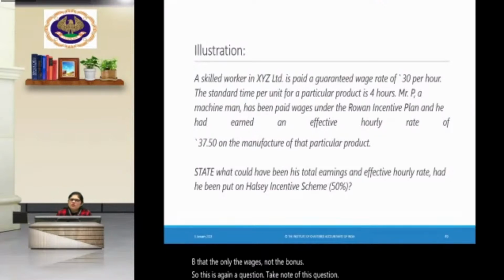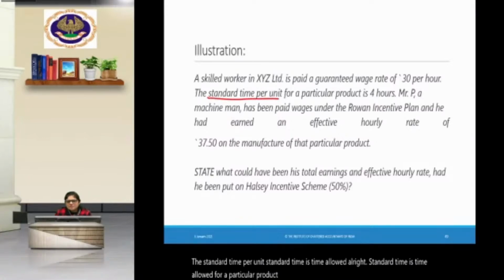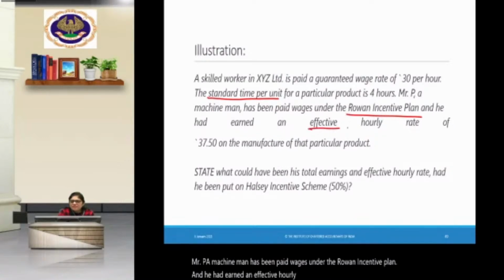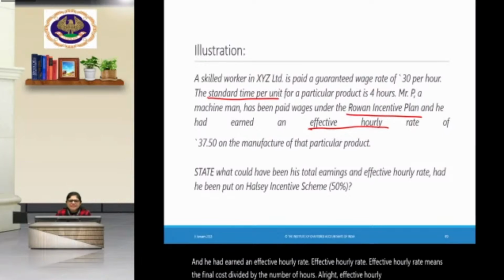A skilled worker in XYZ Limited is paid a guarantee wage rate of 30 per hour. The standard time per unit, standard time is time allowed, all right? Standard time is time allowed. For a particular product is 4 hours. Mr. P, a machine man, has been paid wages under the Rowan incentive plan, and he had earned an effective hourly rate. Effective hourly rate means the final cost divided by the number of hours. All right. Effective hourly rate of 37.5 on the manufacture of that particular product.